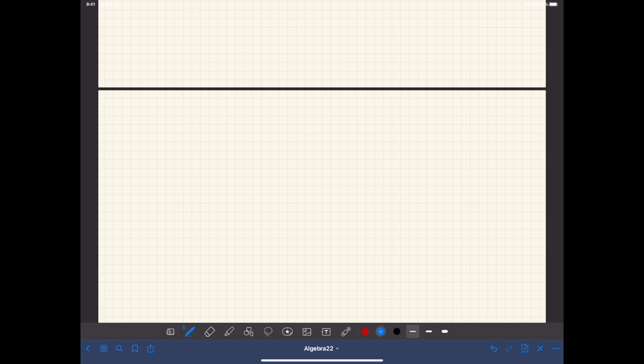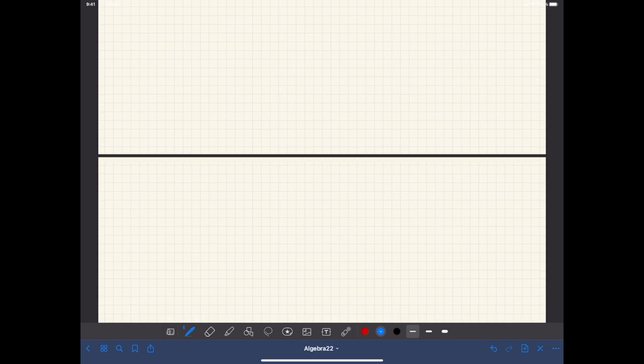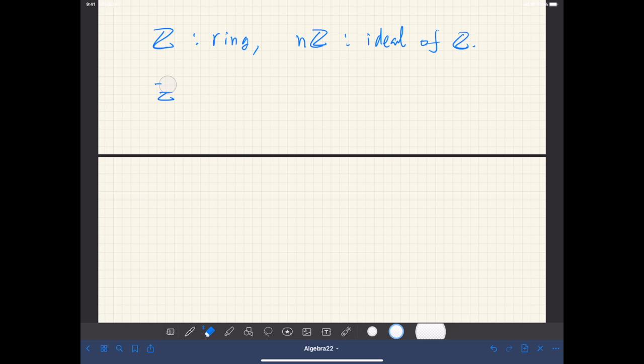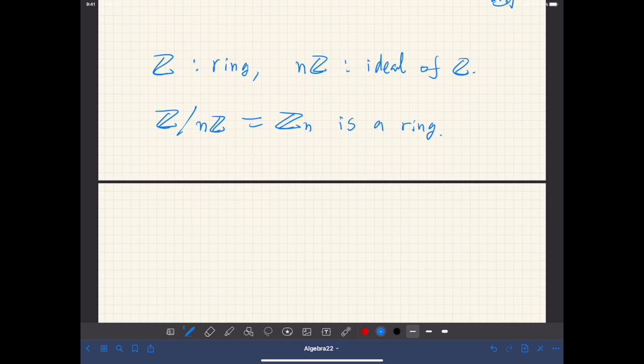Let's see an example. We have already seen that the set of integers is a ring. And the set of integers that are multiples of n is an ideal of Z. So Z over nZ, which was defined to be Z_n, is a ring according to the previous theorem.